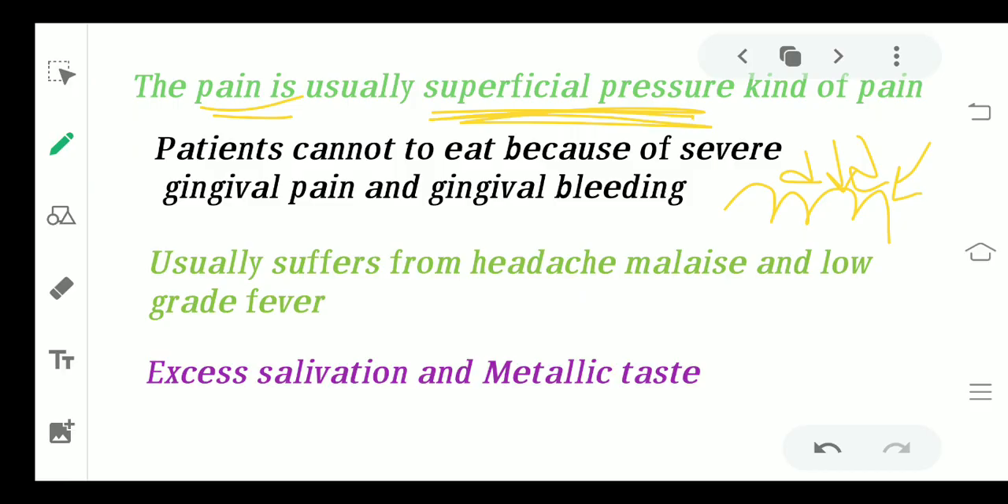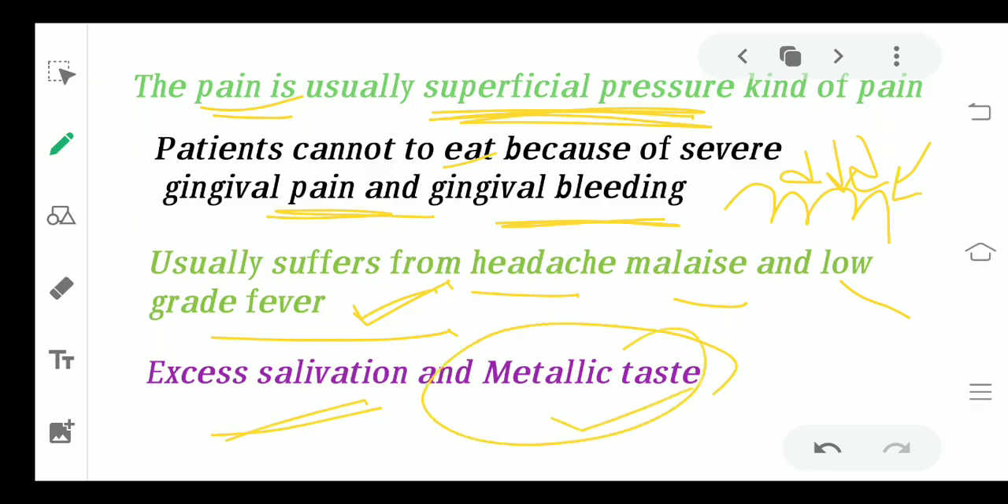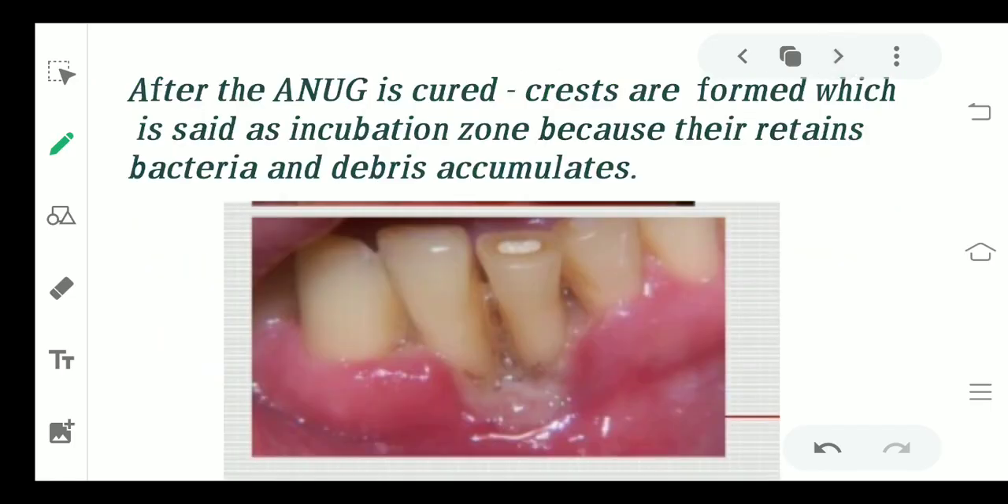Another thing, patients cannot eat, not just because of the pain but also because of the gingival bleeding. There is so much bleeding in inflammation and ulcers. They readily bleed, and so the patient is not able to eat. At the same time, the patient cannot even brush his teeth. Usually suffers from headache, malaise and low grade fever. These are some extra features. Excess salivation will be seen with metallic taste. There will be a metallic taste in the patient's mouth.